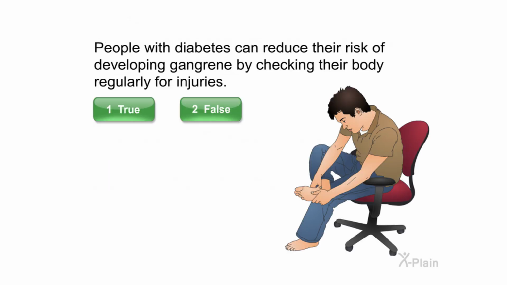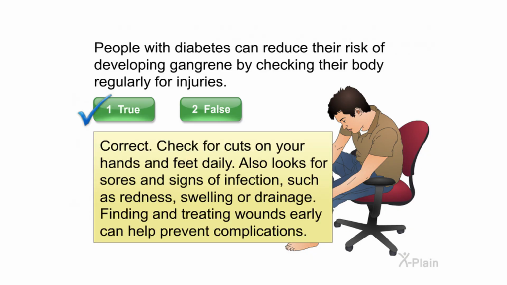People with diabetes can reduce their risk of developing gangrene by checking their body regularly for injuries. Select true or false. Correct. Check for cuts on your hands and feet daily. Also look for sores and signs of infection, such as redness, swelling, or drainage. Finding and treating wounds early can help prevent complications.